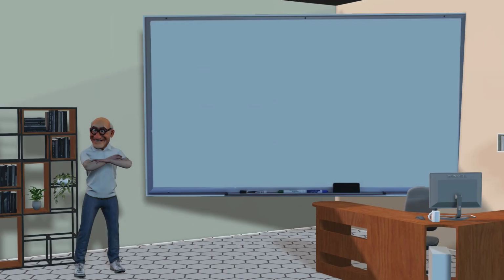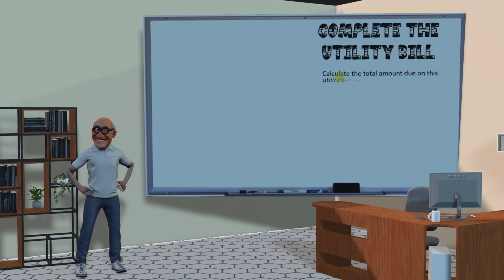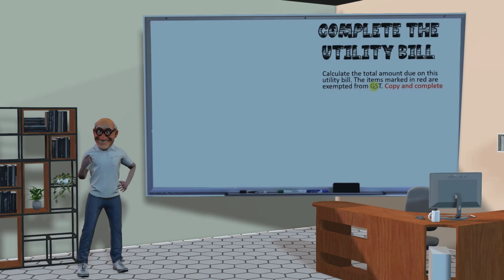like. You have seen a utility bill now, and I think we are getting to the stage now where you can maybe complete a utility bill on your own. Let's see, to make sure you understand the lesson. As it says, calculate the total amount due on this utility bill. The items marked in red are exempted from GST. So I suggest that you copy it down and complete it.